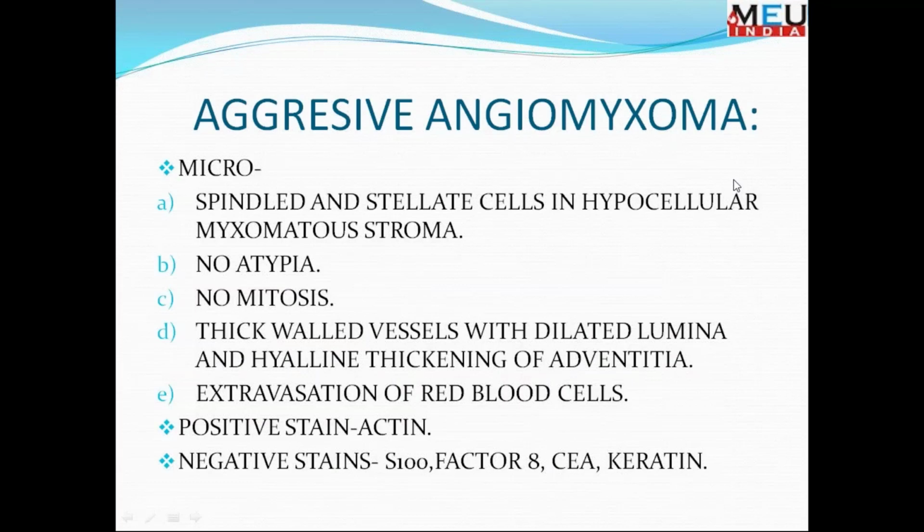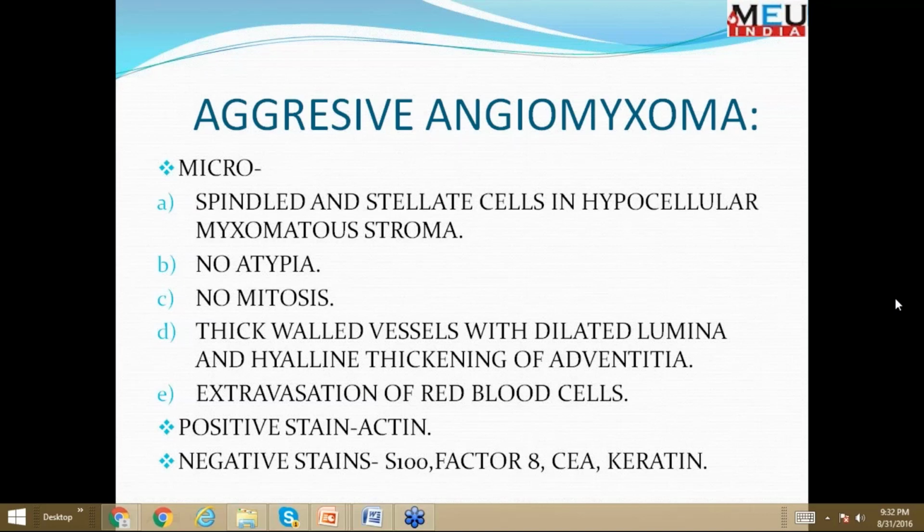involves spindle and stellate cells in a hypocellular myxomatous stroma, and there is no atypia and no mitosis. Thick-walled vessels with dilated lumina can be seen, and hyaline thickening of the adventitia is seen with extravasation of red blood cells. There is positive stain for actin and negative staining for S100, factor 8, CEA, and keratin.